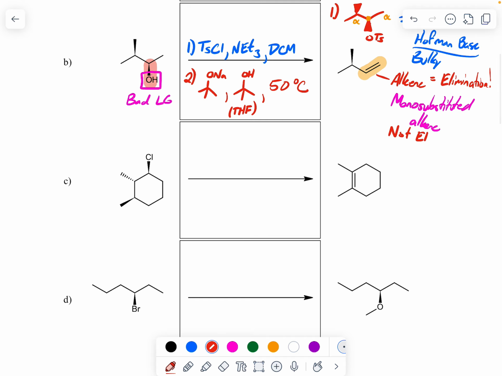Let's look at C. In this example, we see that our leaving group, which is this chloride right here, actually is on a carbon that doesn't end up in our product alkene. So notice that the alkene, if we were to label these carbons with some colors, is not on the orange carbon. Instead, it is between the green and the blue carbon.